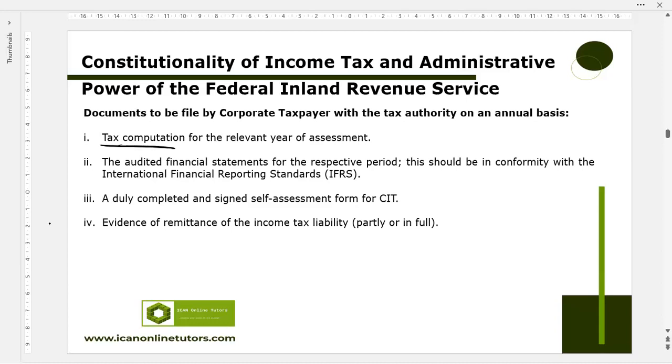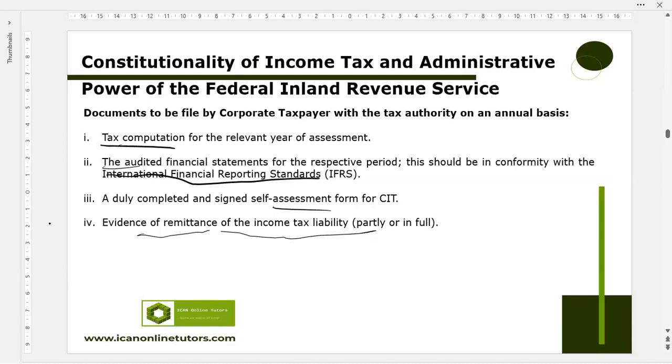A company must file the following documents on an annual basis with the tax authority. One, tax computation. You must prepare your tax computation. Two, the audited financial statements for the respective period, which should be in conformity with the International Financial Reporting Standards. That's why it will be an audited financial statement. No auditor will sign or include his opinion in an account that is prepared on NGAAP, because all companies are expected to have migrated to IFRS. Then also a duly completed and signed self-assessment form for CIT and evidence of remittance of the income tax liability, partly or in full payments.